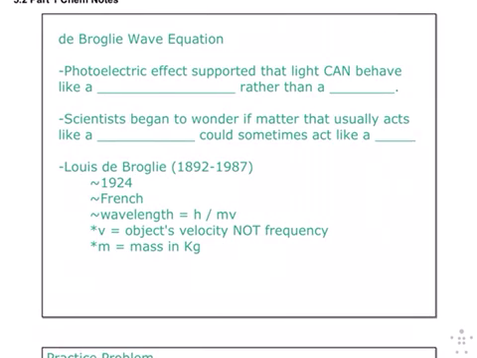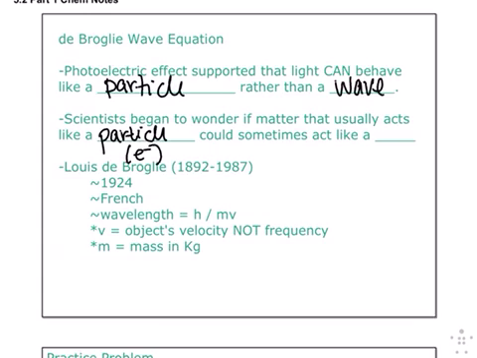So this means we need to learn some wave mathematics. So the de Broglie wave equation. He used the photoelectric effect to support that light can behave like a particle rather than a wave. Scientists began to wonder about matter that usually acts like a particle. An example of something that acts like a particle would be an electron. Could something that normally acts like a particle sometimes act like a wave?